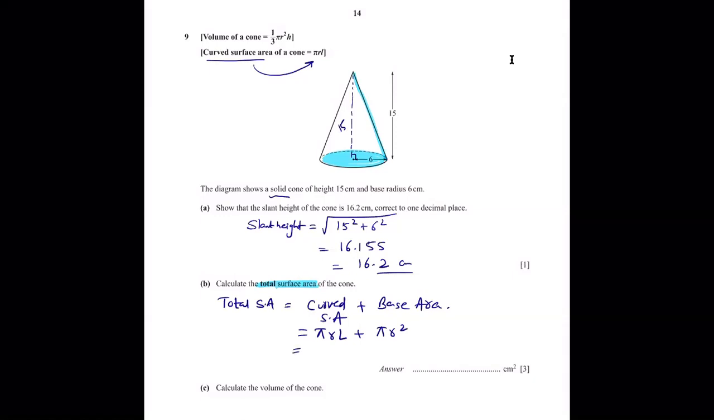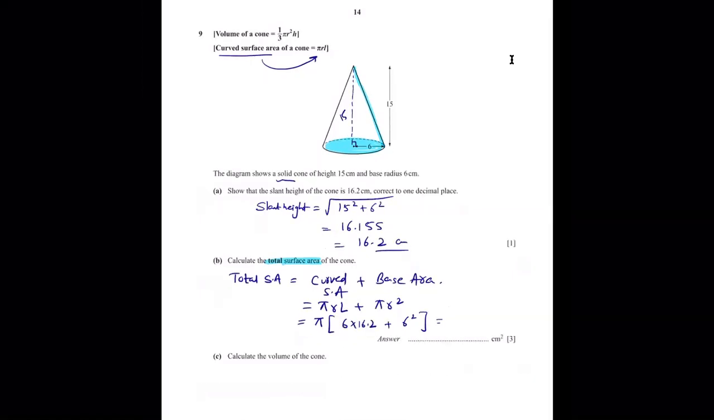So if I take pi common, the radius is 6, the slant height is 16.2 plus 6 square. All you need to do is simplify the bracket working and convert it into decimals after multiplying it by pi. So 6 times 16.2 plus 36, times pi. So the final answer comes out to be as, what value are you getting?